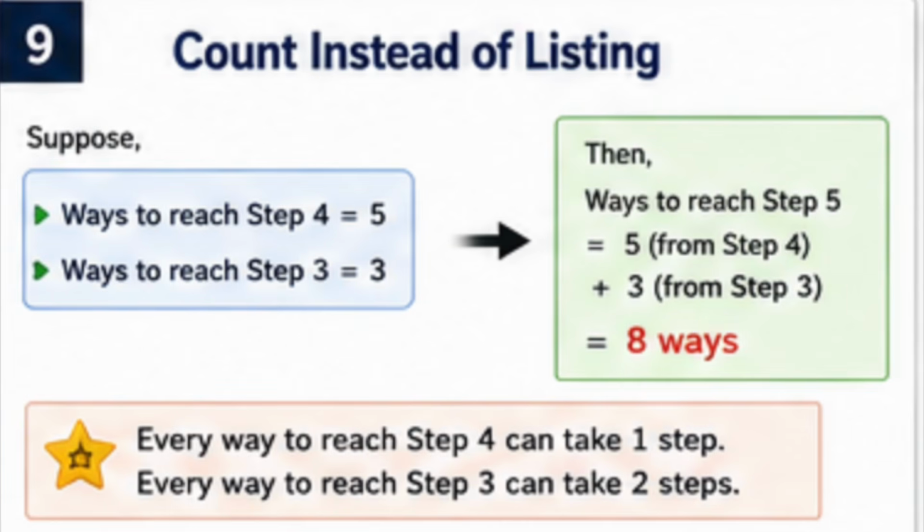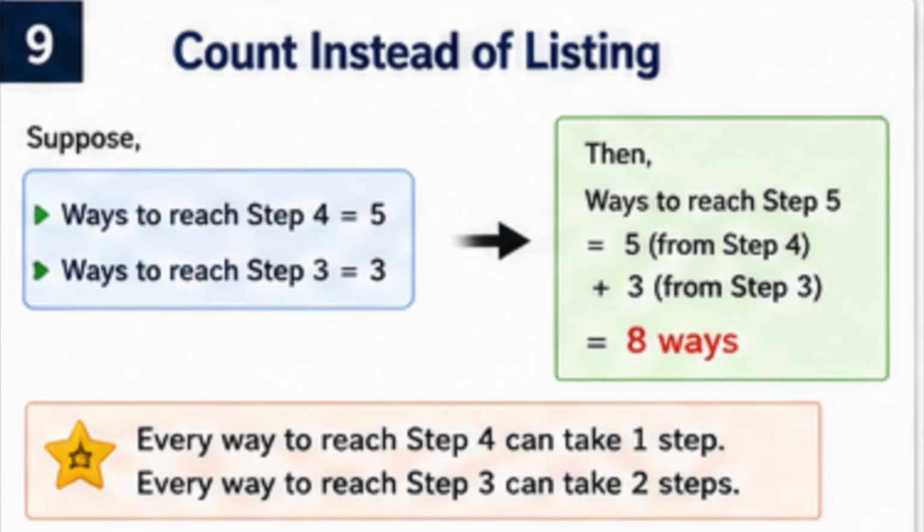But remember, I can also reach step 5 by coming from step 3. And let's say there are 3 different ways to reach step 3. From each of those 3 ways, I can take a 2-step jump and reach step 5. So these give me another 3 ways. So let's put these two groups together. From step 4, I have 5 ways. From step 3, I have 3 ways. Therefore, the total number of ways to reach step 5 is 5 plus 3, 8.